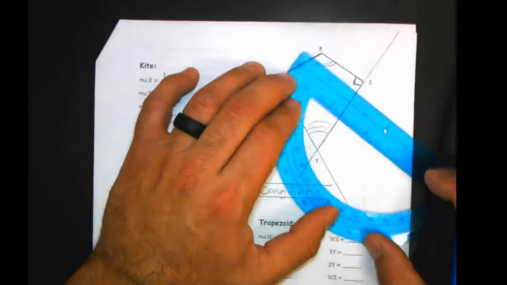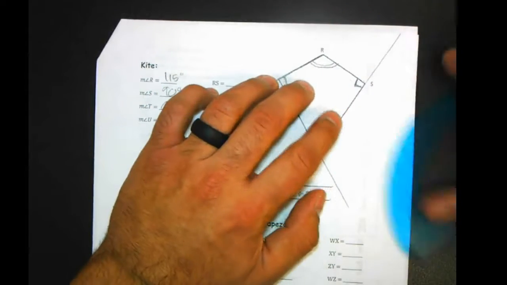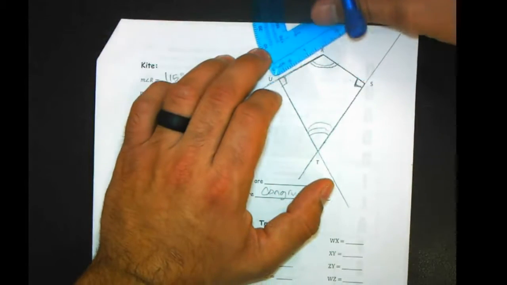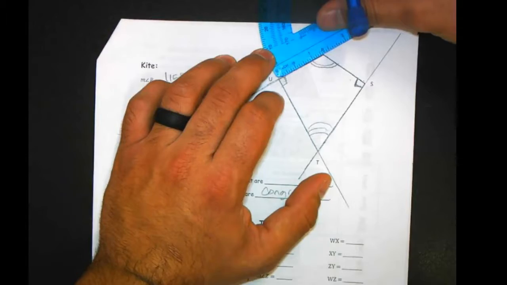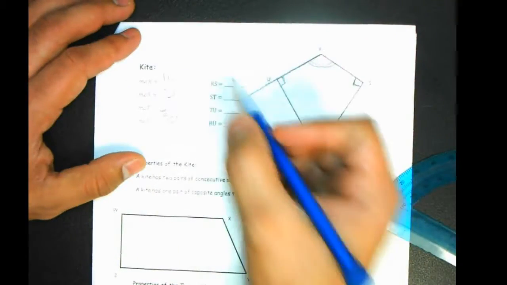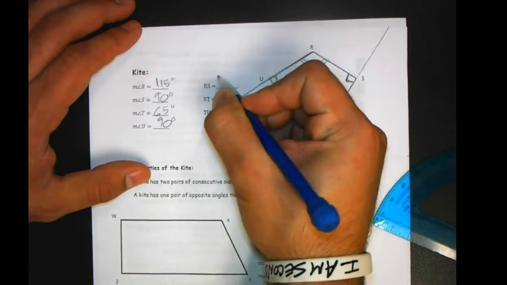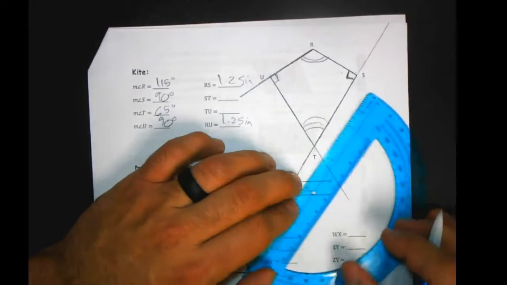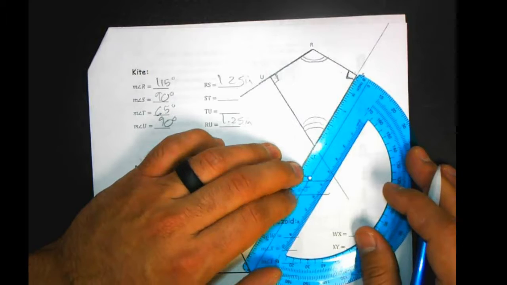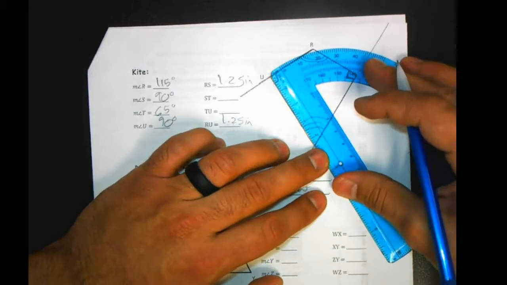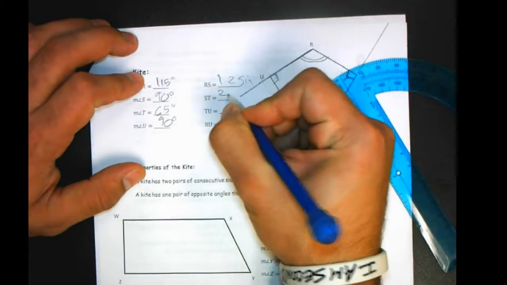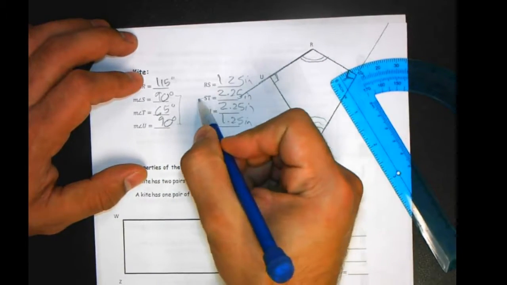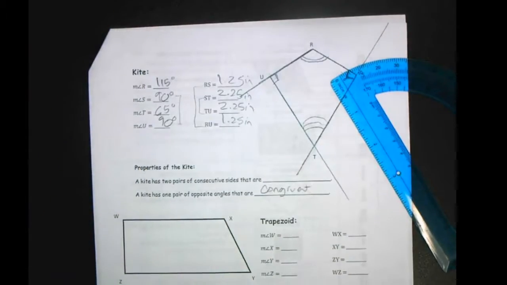RS. RS is about 1 1/4. RU is about the same, 1 1/4. RS and RU. Let's do ST. ST is about 2 1/4. TU is about 2 1/4. So you'll notice these are the same, these are the same, and these are the same in a kite.